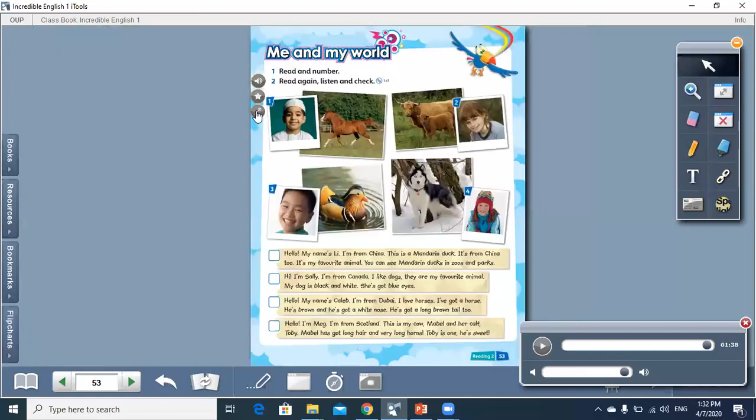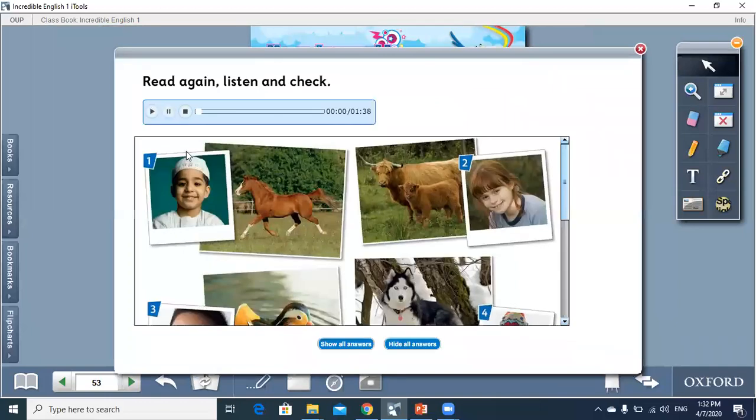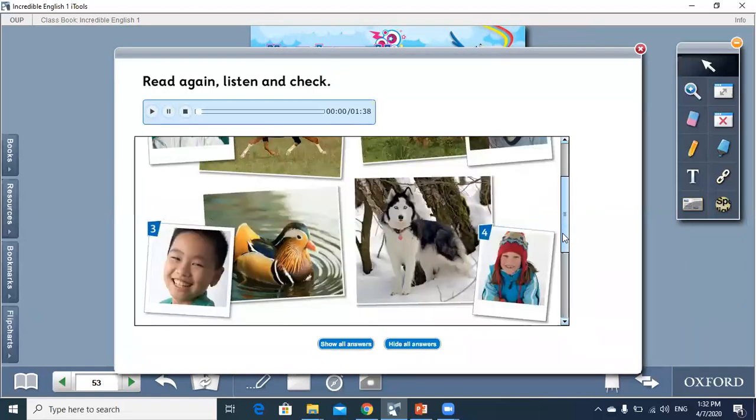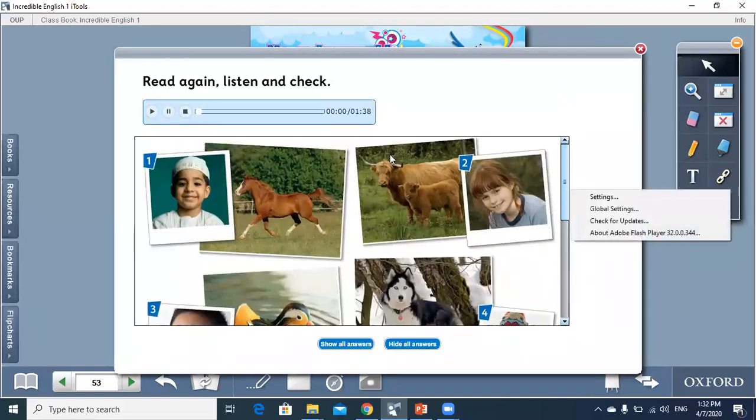So now, let's display the answers. Here, show all answers. So we have the images here and we have the numbers. The first one is number three. The second one is number four. The third one is number one. And the last one is number two. So the order is 3, 4, 1, 2.